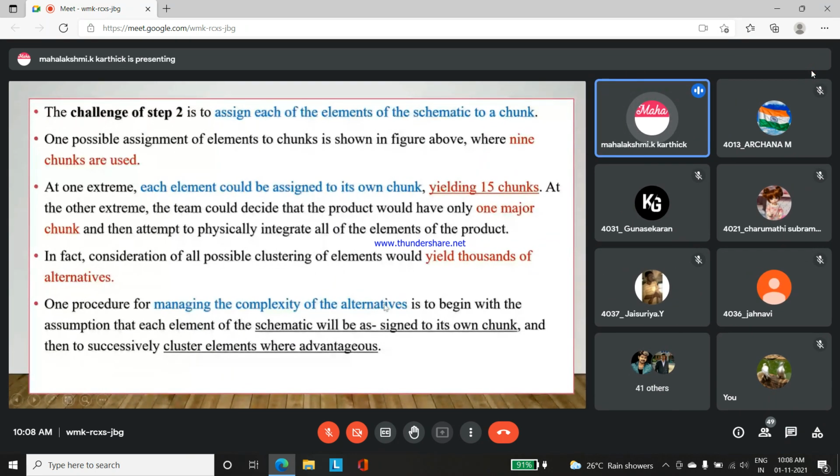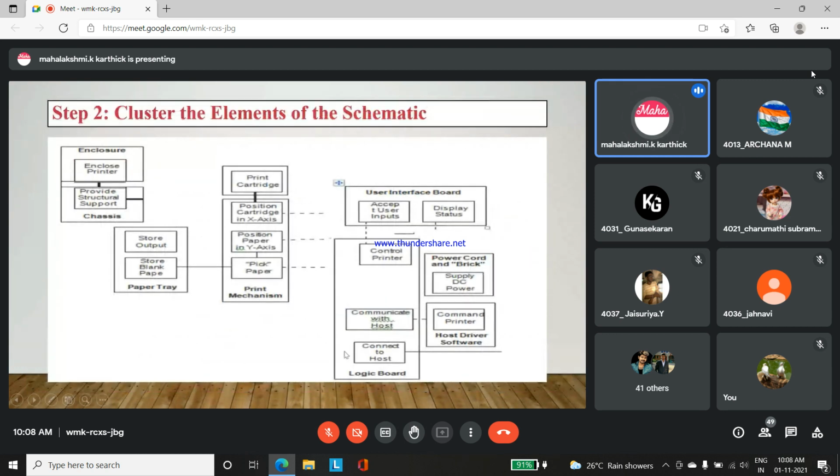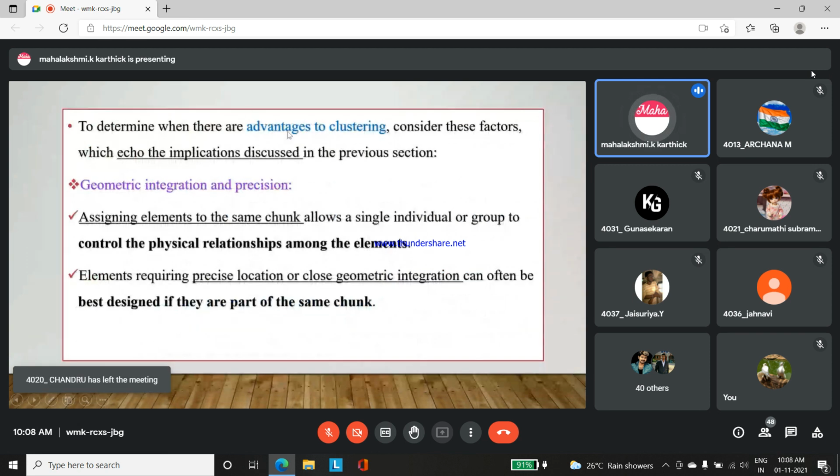managing the complexity of the alternatives is to begin with the assumption that each element of the schematic will be assigned to its own chunk, and then successively cluster elements where advantageous. So you need not worry about so many points. Just understand the diagram properly, draw it neatly. Then you can go ahead directly.